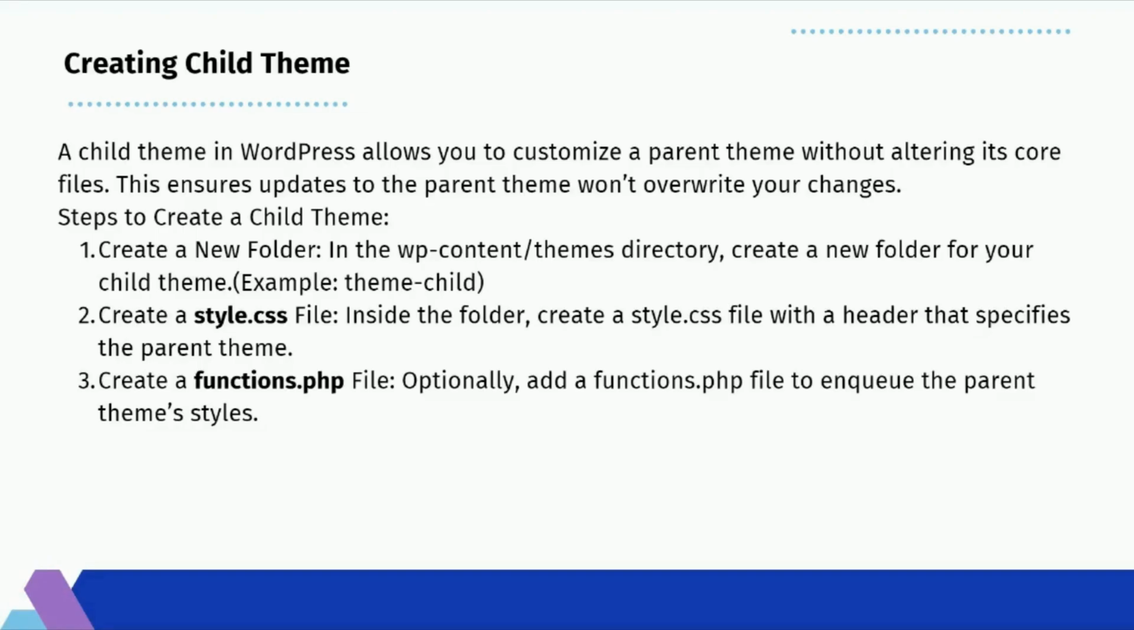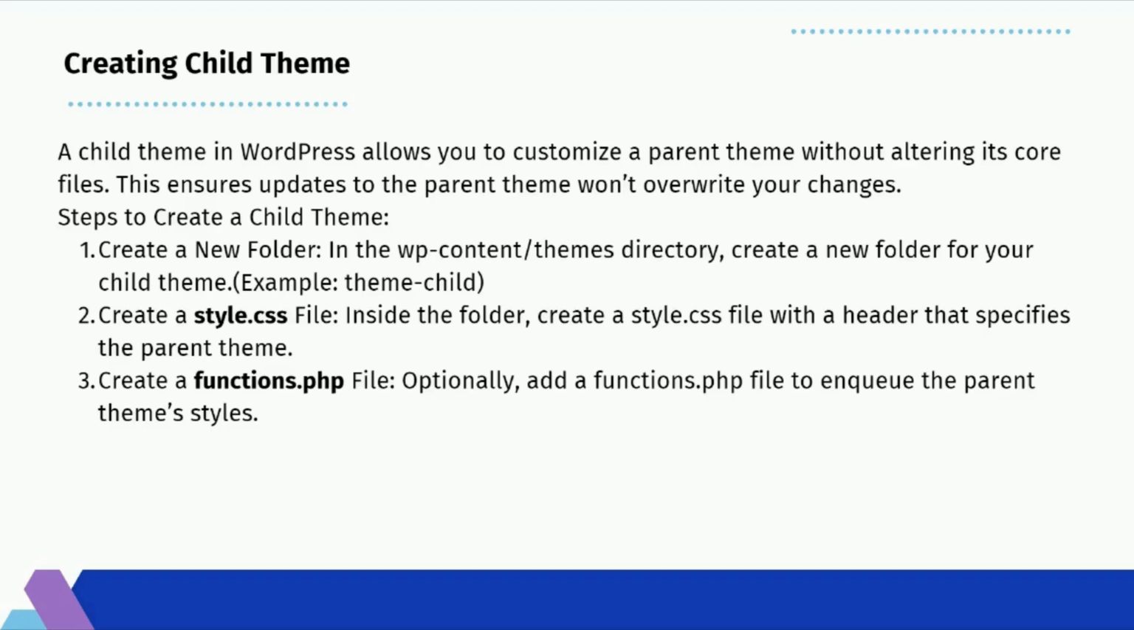Now, I will continue and discuss how to create a child theme. So this is for customization. A child theme in WordPress allows you to customize a parent theme without altering its core files. This ensures updates to the parent theme won't override your changes. Steps to create a child theme. Create a new folder in the wp-content themes directory for your child theme, for example theme-child. I will demo it later.